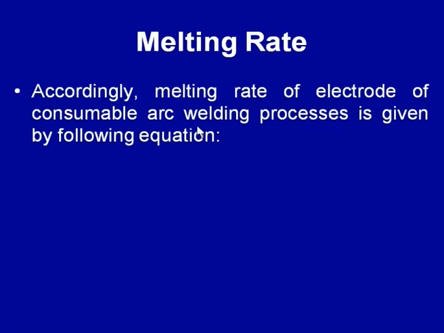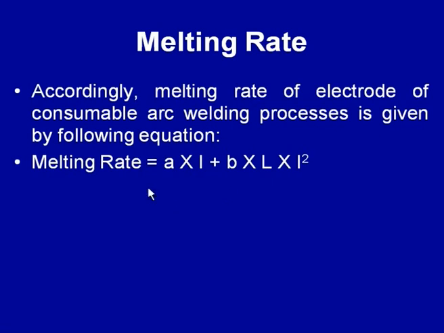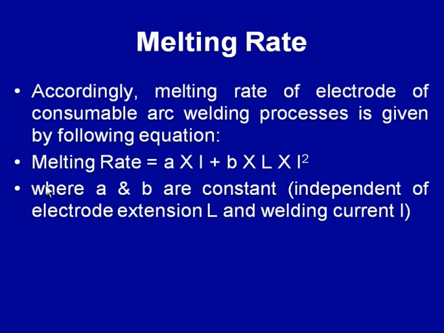Therefore, the melting rate of the electrode in consumable arc welding process is governed by the following equation, where melting rate is given by A into I, where A is a coefficient and I is the welding current, plus B into L into I square, where B is again a coefficient, L is the electrode extension, and I is the welding current. Here A and B are the coefficients which take care of different aspects related to the electrode material, ionization potential, and the electrical resistance heating aspects.